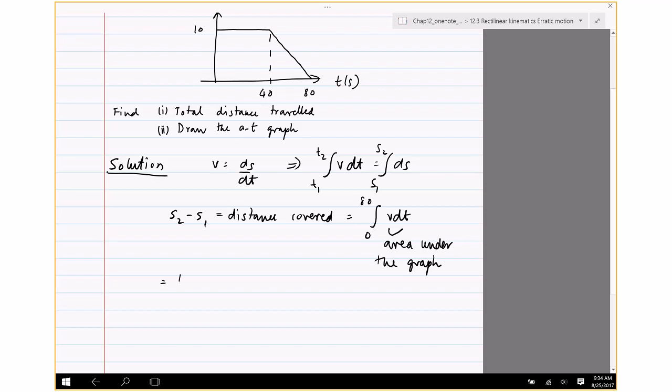So what's the area of a rectangle? It's base times height, right? So it's going to be 40 times 10. 40 is the base and 10 is the height, plus the area of the triangle, which is half base times height. So half times the base, which is 80 minus 40, times 10. So that's 400 plus 200. So it will be 600 meters.